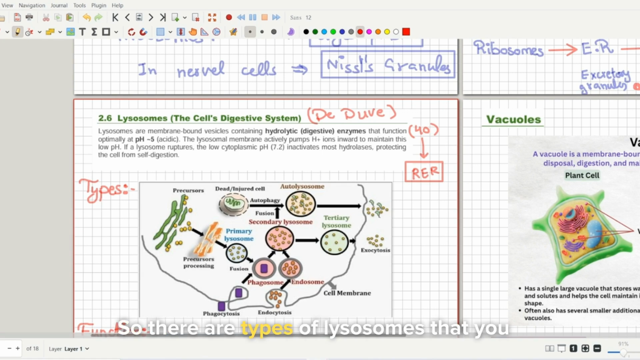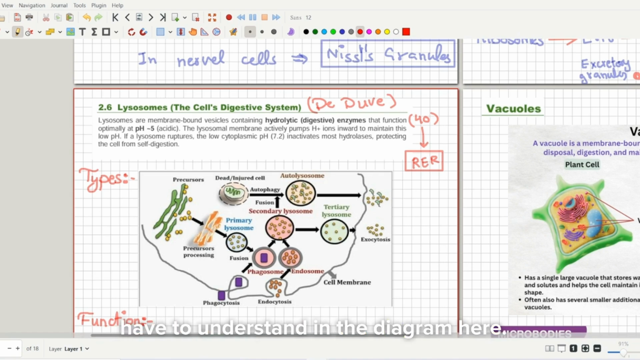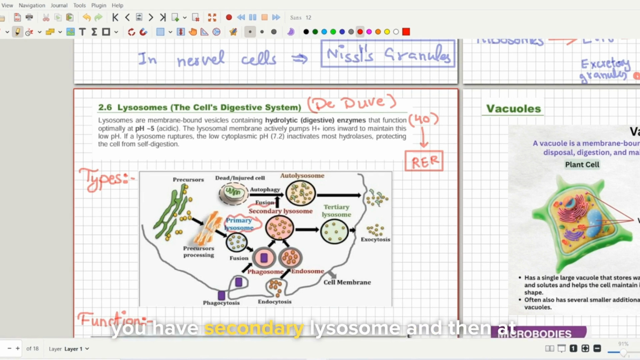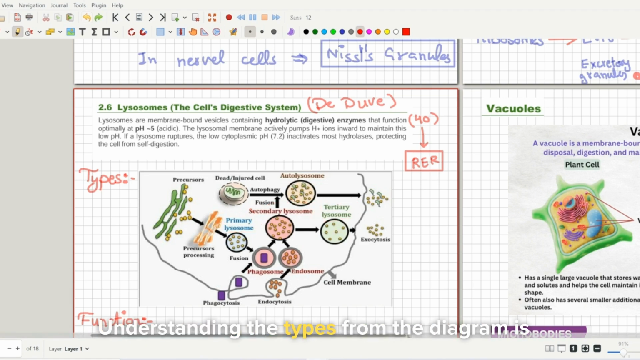There are types of lysosomes that you have to understand in the diagram here. There is a primary lysosome, as you can see here, and then you have the secondary lysosome, and at the end you have tertiary lysosomes. So there are 3 types of lysosomes. Understanding the types from the diagram is much easier than just studying the definitions or the text. So if we see here, what is a primary lysosome? If the enzymes are budded off from the Golgi apparatus, they will become Golgi vesicles, and the Golgi vesicles are actually called the primary lysosome.